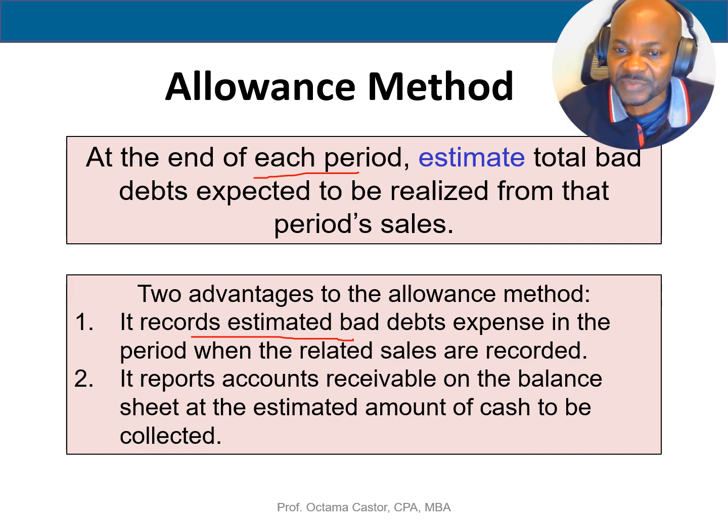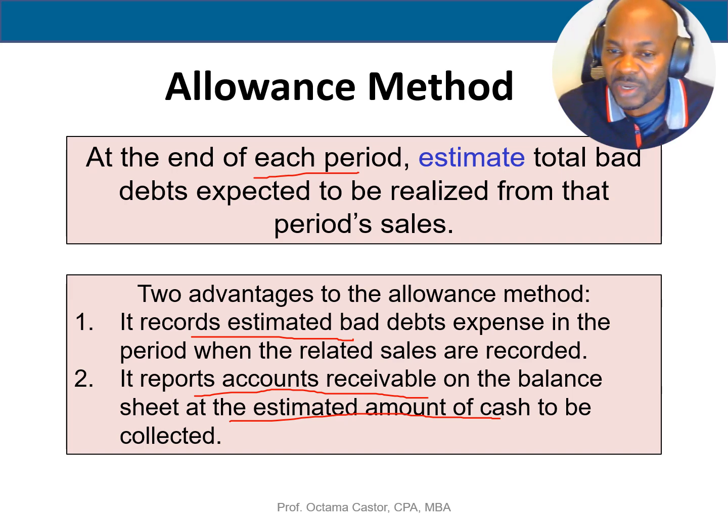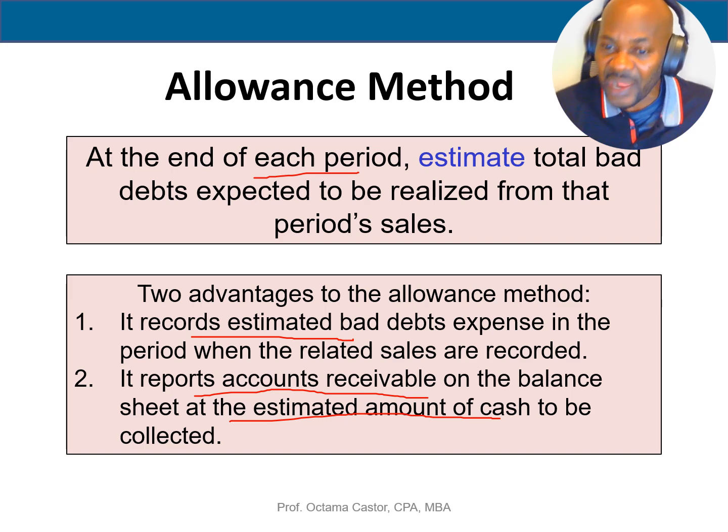The second advantage is you report accounts receivable on the balance sheet at the estimated amount of cash to be received. So if you establish your account receivable, for instance, for $100,000, and you expect that $10,000 of that sale amount will not be collectible, you would then record your account receivable at $90,000. That is more realistic than valuing that receivable at $100,000 and later finding out you're not going to collect a portion of that.